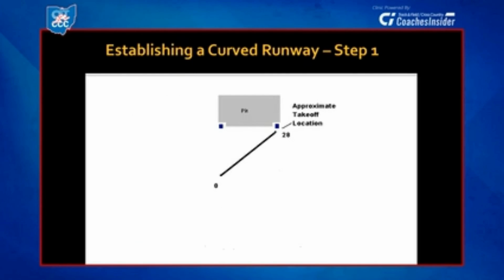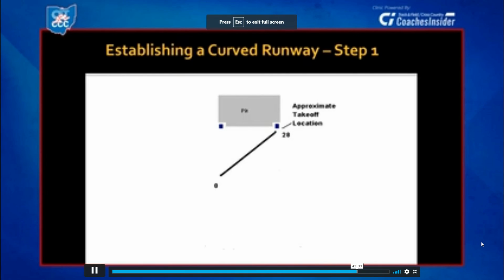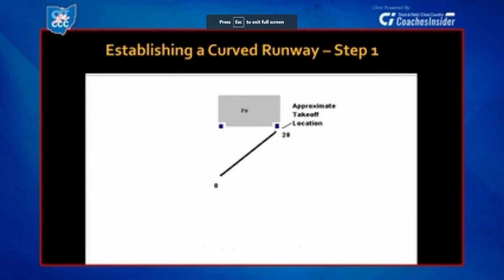Now, what I like to do for my high jumpers is I like to establish a curved runway. Basically, what I like to do is put a semicircle down. Long jumpers, triple jumpers, and pole vaulters get a runway, so I'm going to provide a curved runway for my high jumpers. And here's how I do that.